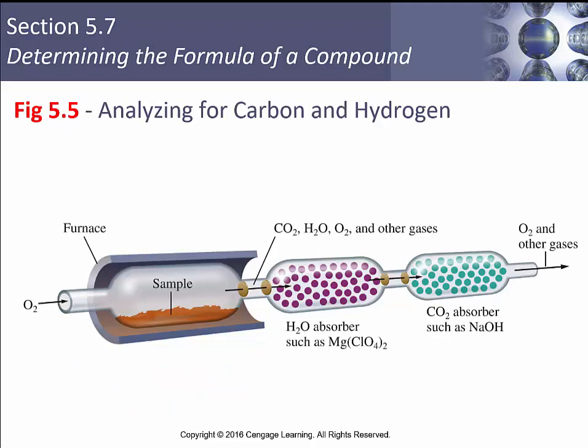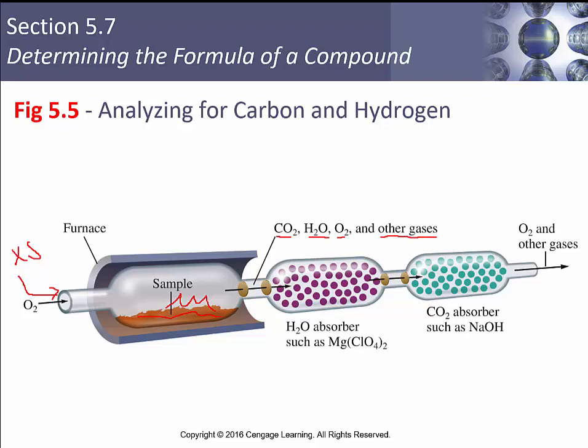So this is a very schematic version of one of these carbon analyzers. You're going to flow oxygen through. You've got some sort of sample in here, and what's going to happen is this sample is going to catch on fire, and it's going to burn, and it's going to combust. And so you'll end up with carbon dioxide, water, those are two primary combustion products, O2, which is any excess O2, because we're going to put in excess O2, and then other gases.